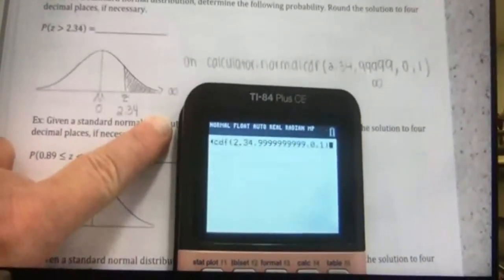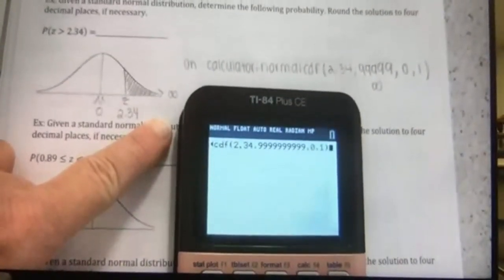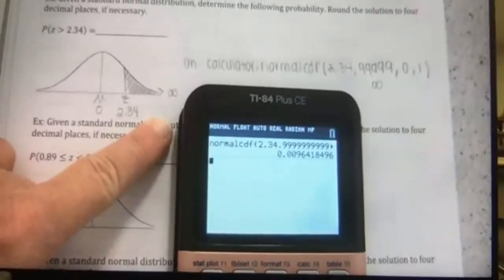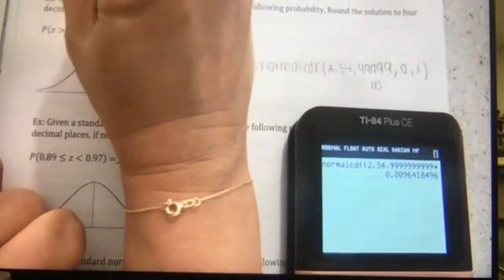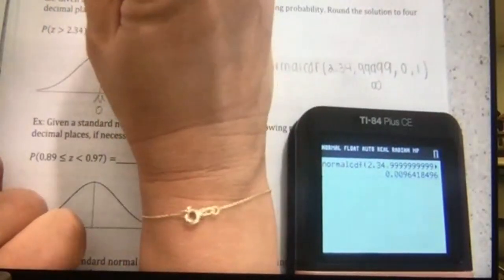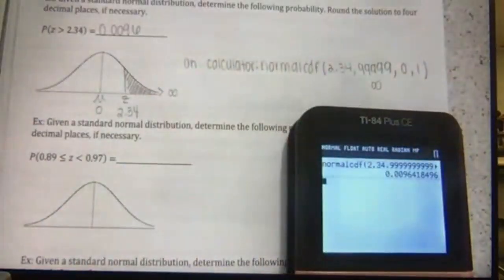Once I go down to paste, all of our calculators should look exactly the same. Pressing enter, boom, there's our answer, 0.00964, which would round to 0.0096.